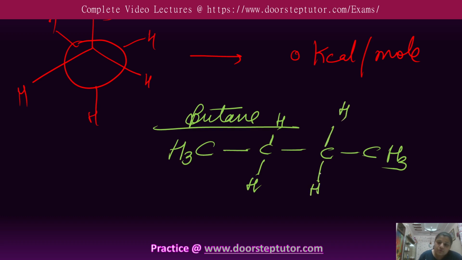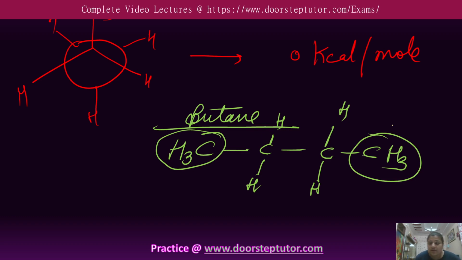So when we form the Newman projection for this, we have to consider one carbon as front and the other as back carbon, and these two CH3 groups as substituents. In the Newman projection, we have to consider these CH3 groups as substituents.